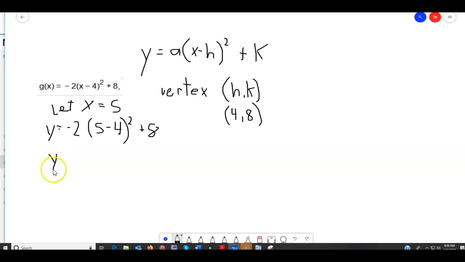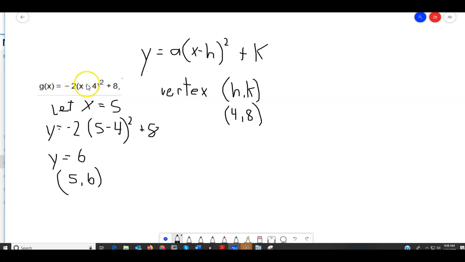So y is equal to 5 minus 4, which is 1. 1 squared is 1. 1 times -2 is -2. And -2 plus 8 is +6. So y equals 6. So I know the point (5, 6) is also on our graph.